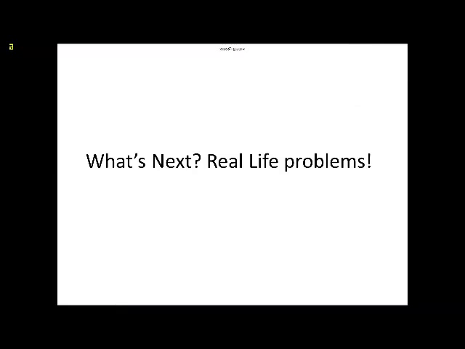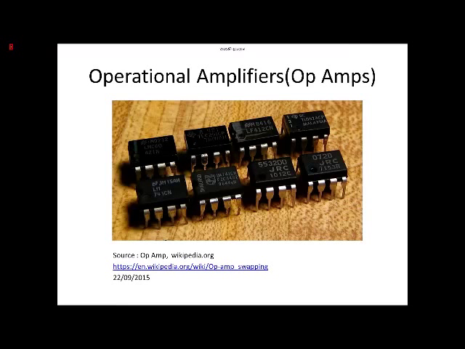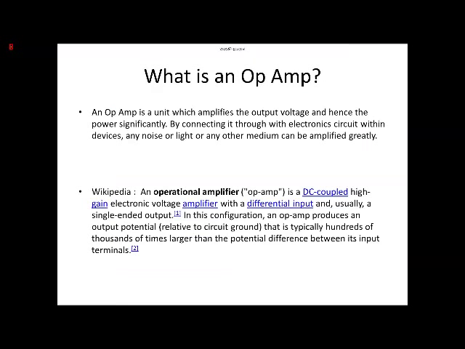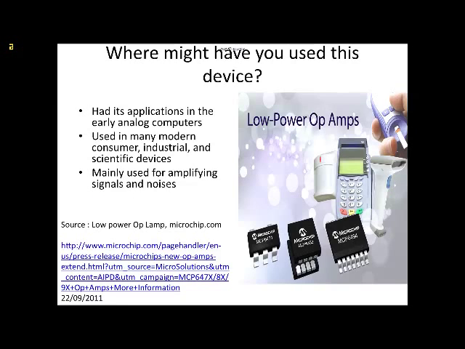Wonder what the real-world applications of them are? Well, the answer is the op-amp. So what is an op-amp? An op-amp is a unit which amplifies the output voltage and hence the power significantly. By connecting it with an electronic circuit within devices, any noise or light or any other medium can be amplified greatly. So where might you have used this device?